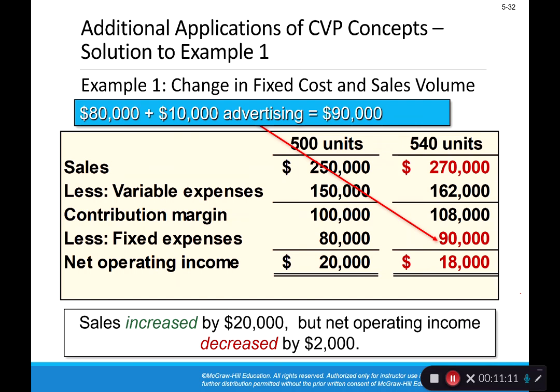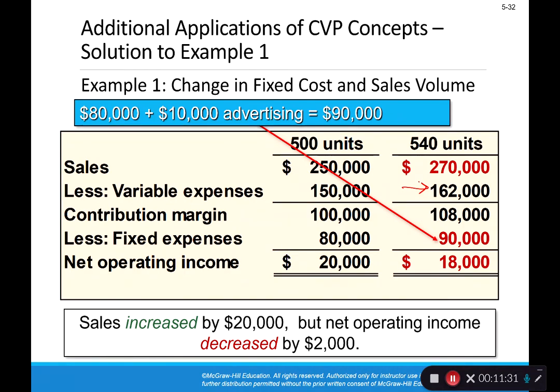So we could see that our sales, if we sell 540 units, go up to 270. You would take 540 times the 500 selling price. And then what students sometimes forget, which is why I like the method I use better by looking only at what changes, is they forget to change variable costs.